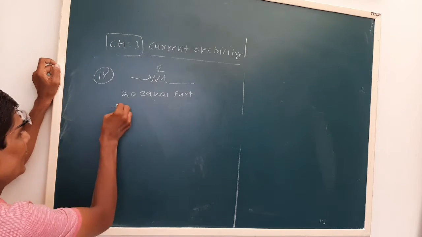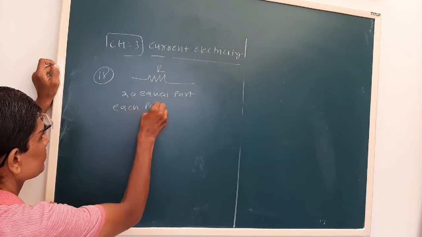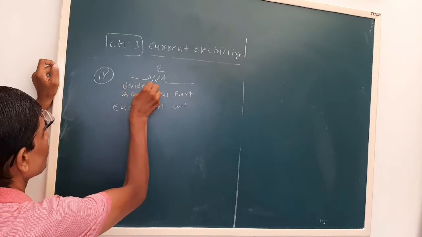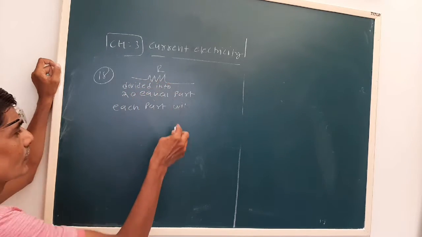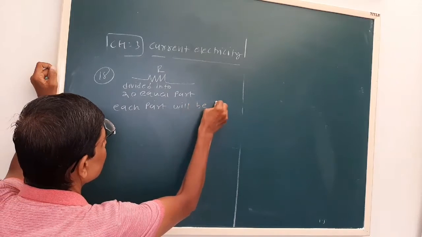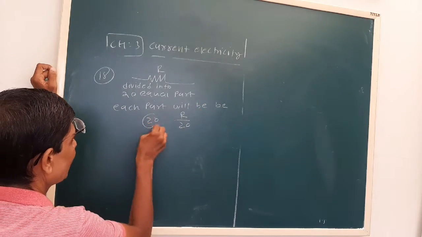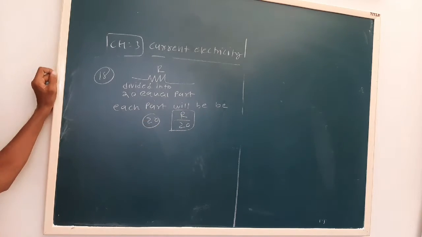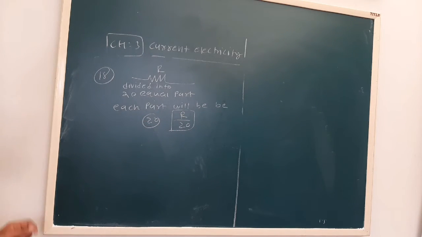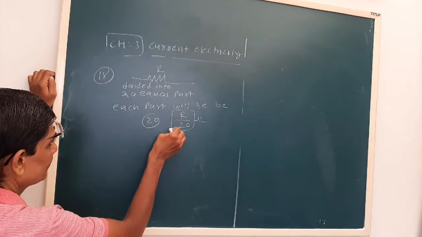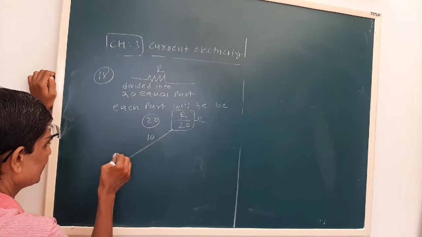Okay, so each part will be of R by 20. There will be 20 parts, each of R upon 20 value. Now see, 10 of them, half of them, are joined in series. So out of this 20, 10 parts in series.